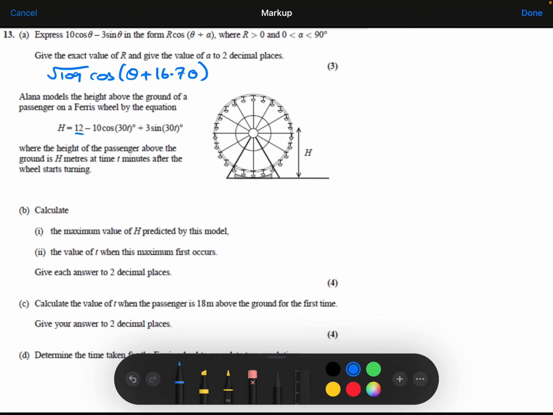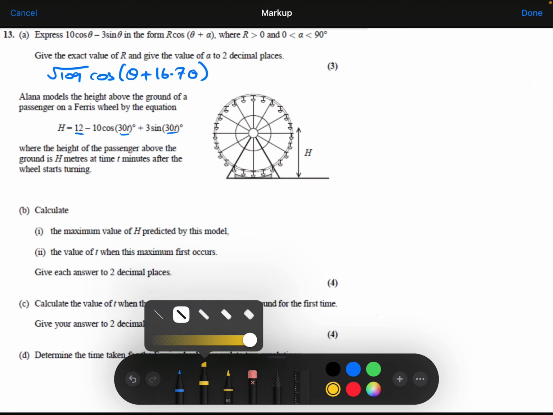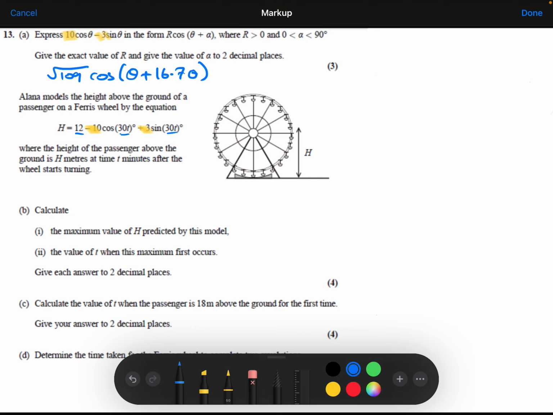First of all, we've got this 12 at the front, so we'll need to include that. The theta has been replaced with 30t, and probably most awkward to spot is notice how the signs have flipped. Our plus 10 became a minus 10, and our minus 3 became a plus 3. So we're going to have to flip the sign of what we found in part A.